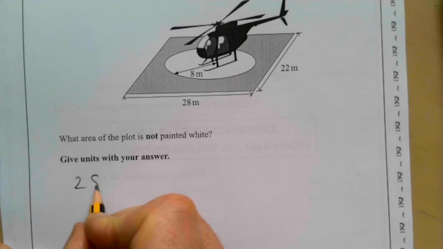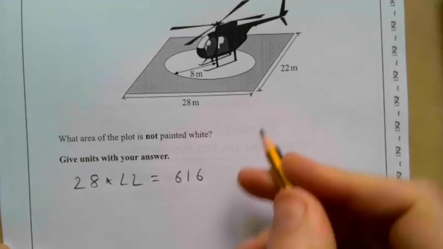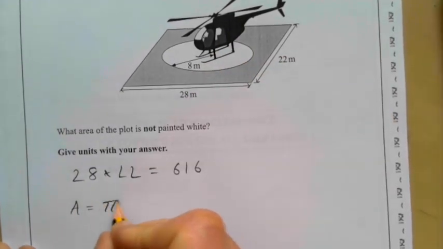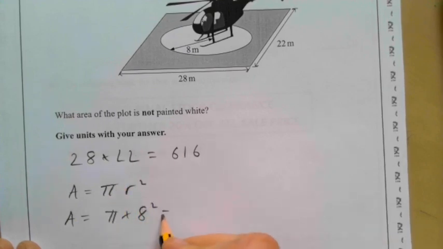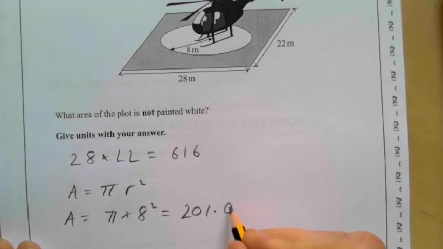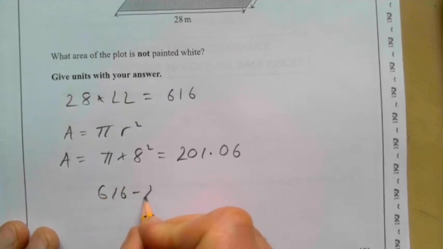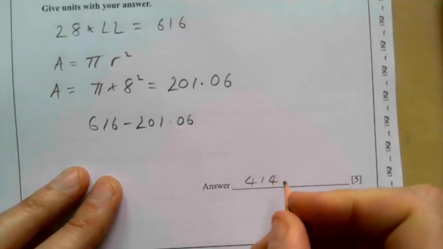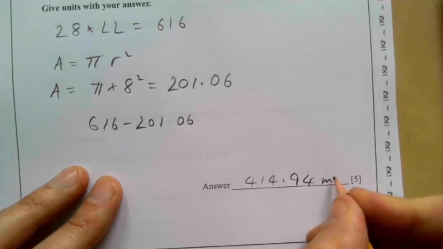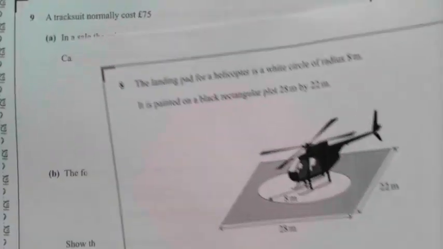So we want to do first of all 28 times 22, and that gives 616. And then we want to take away our circle. So area is pi r squared. Area then is pi multiplied by 8 squared, because it's a radius of 8. If you put that into your calculator, you get 201.06 more or less. So if we subtract those two, 616 minus 201.06, we'll get an area of 414.94. That's meters squared. Give units with your answers. You would get a mark there for putting in your meters squared.